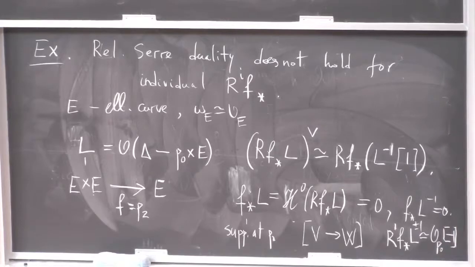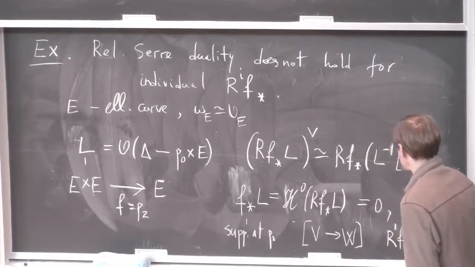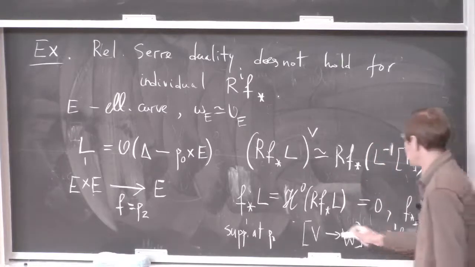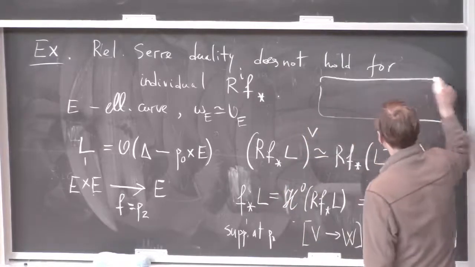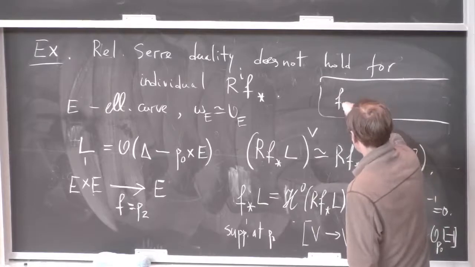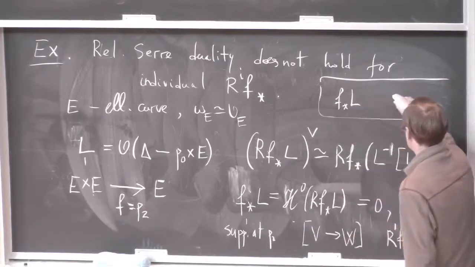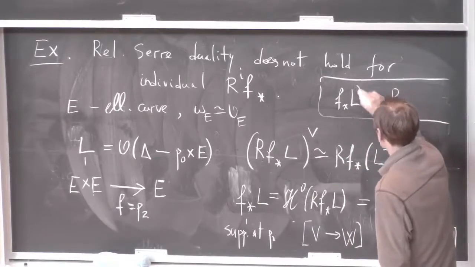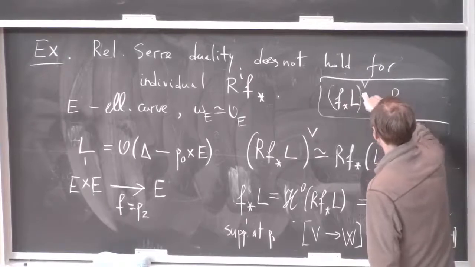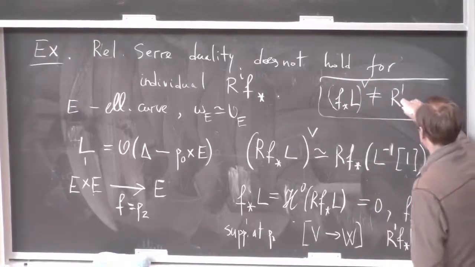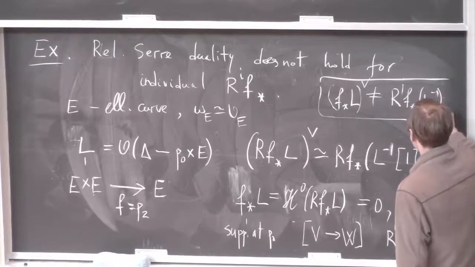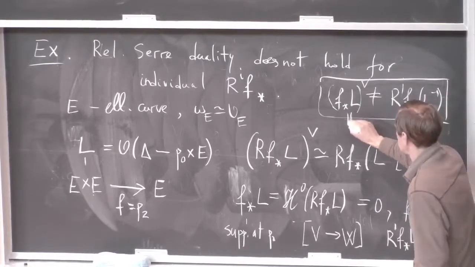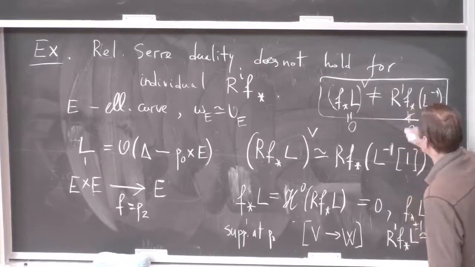So you see that even though we have such a duality, in this example, there is no connection between them. So this one dual is not equal to R1 f star L inverse, because one side is 0 and the other side is not 0.